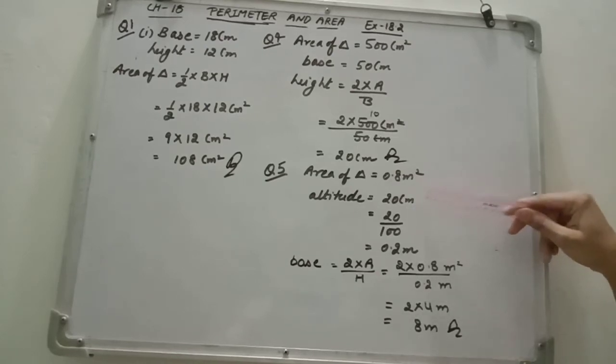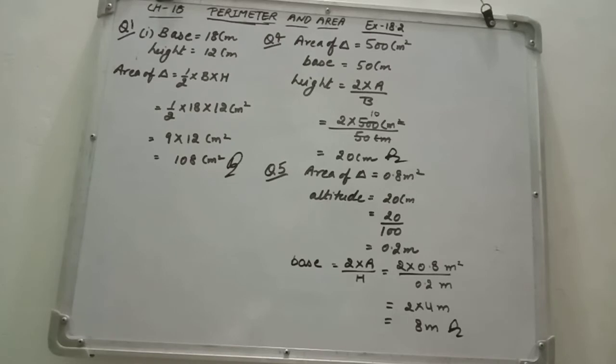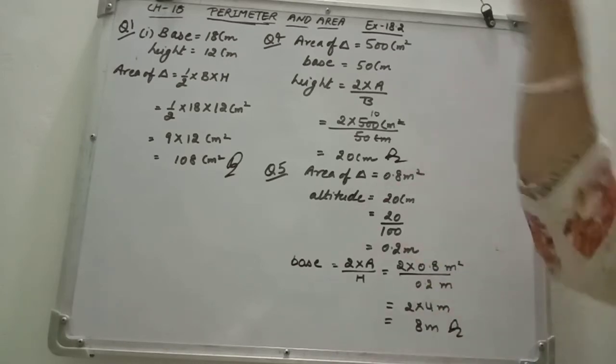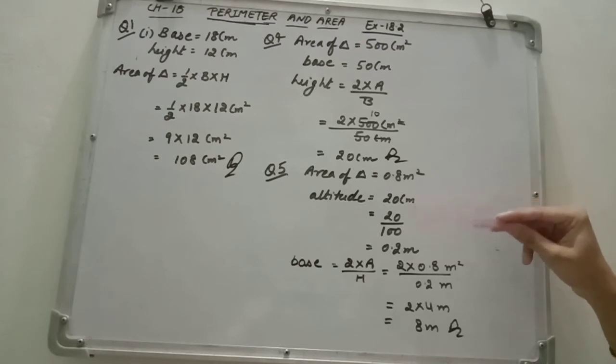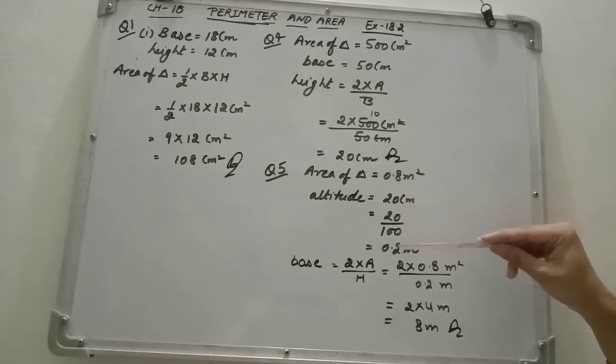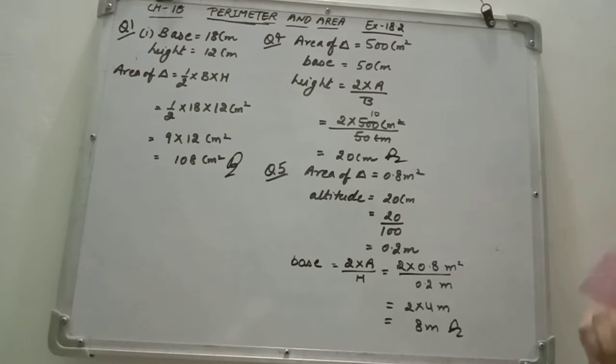So first we change our centimeter into meter. We know that in 1 meter how many centimeters? 100 centimeters are there. But when we are changing centimeter to meter, we divide by 100, not multiply, divide. So 20 over 100 meter. After division we get 0.2 meter. Now altitude is also in meter, area is also in meter, units are the same.